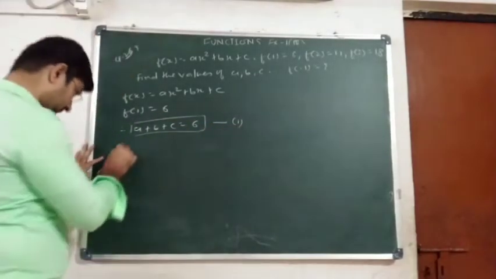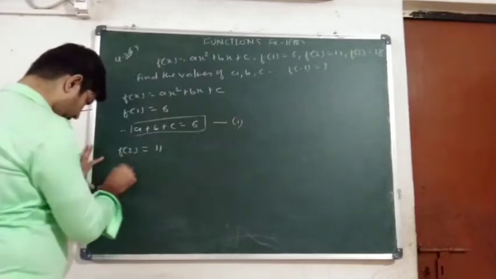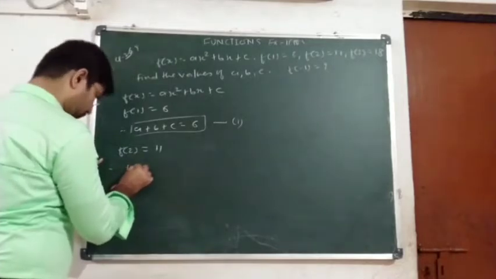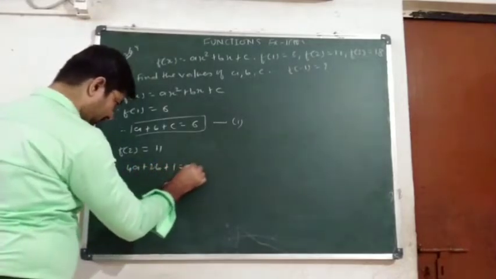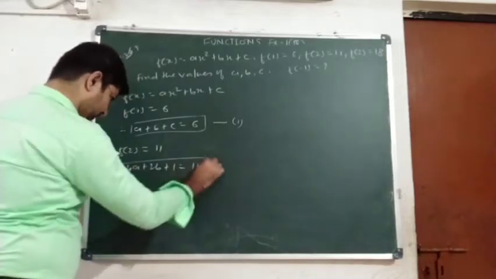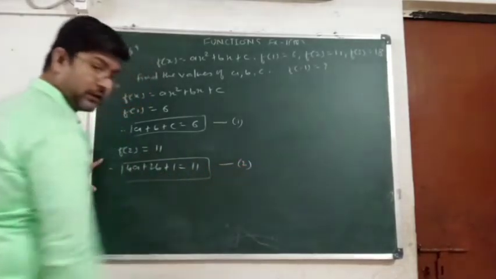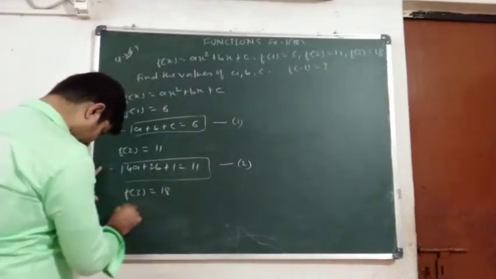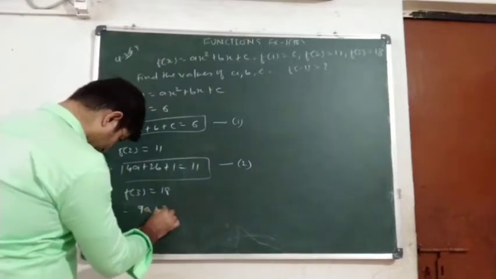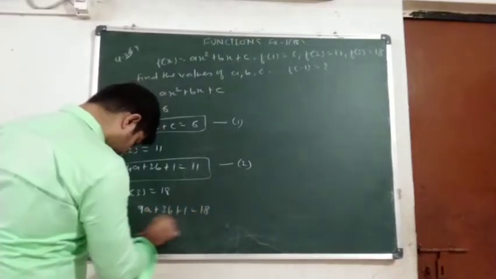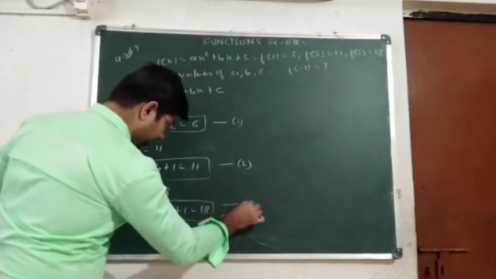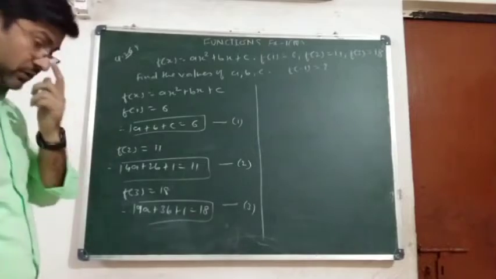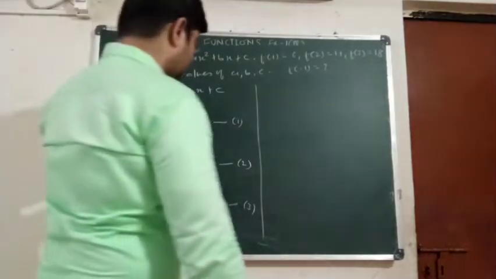Okay, again f of 2 is given to be 11. So if you put 2 here, we have 4a plus 2b plus c is equal to 11. Say this is equation number 2, and similarly f of 3 is 18, therefore 9a plus 3b plus c is equal to 18. Okay, now obviously in order to find the values of a, b, c, we have to solve the equations 1, 2 and 3. Let us first solve 1 and 2.